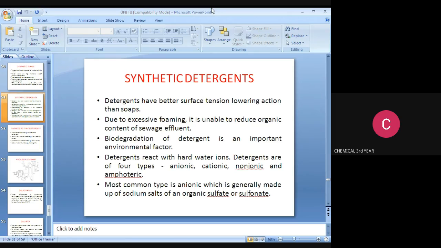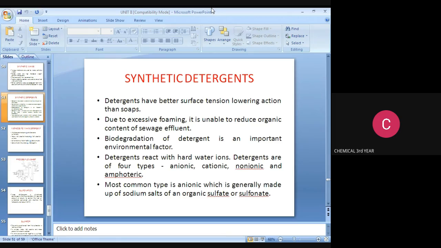So, synthetic detergent. What are synthetic detergents? They have better surface tension lowering action than soaps. Due to excessive foaming, it is unable to reduce the organic content of sewage effluent. Biodegradation of detergent is an important environmental factor. All of you note it down. Very important, sometimes may be asked in GATE.